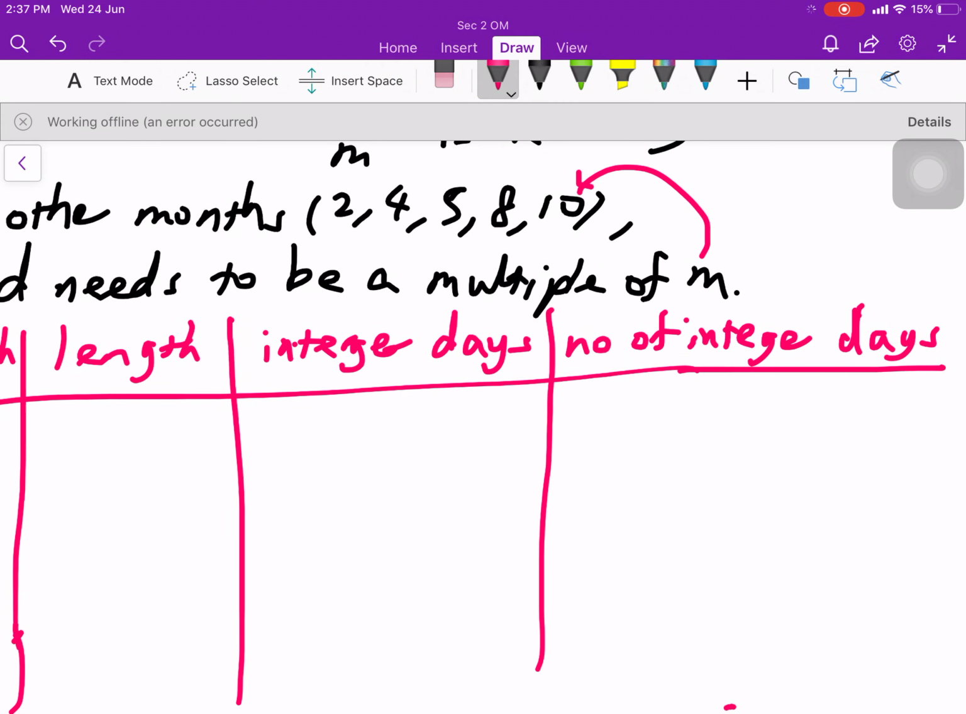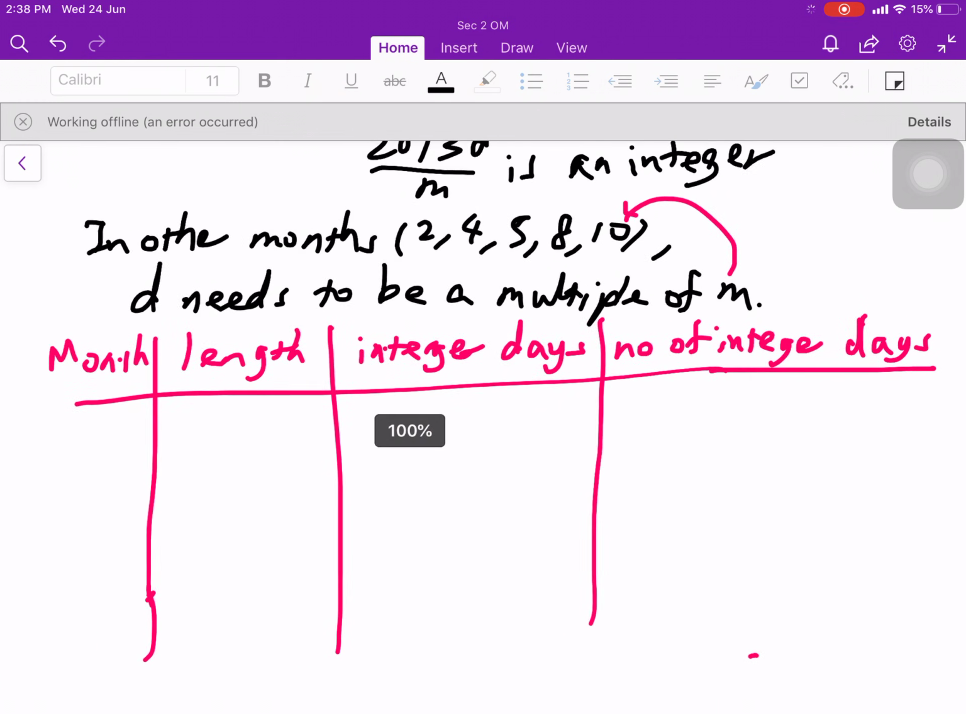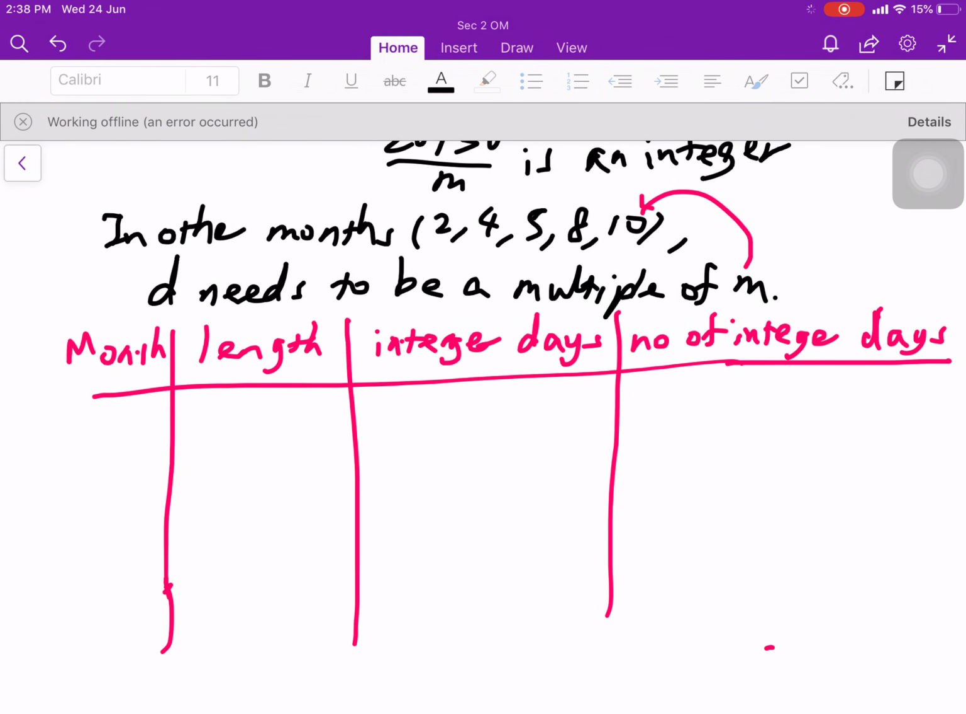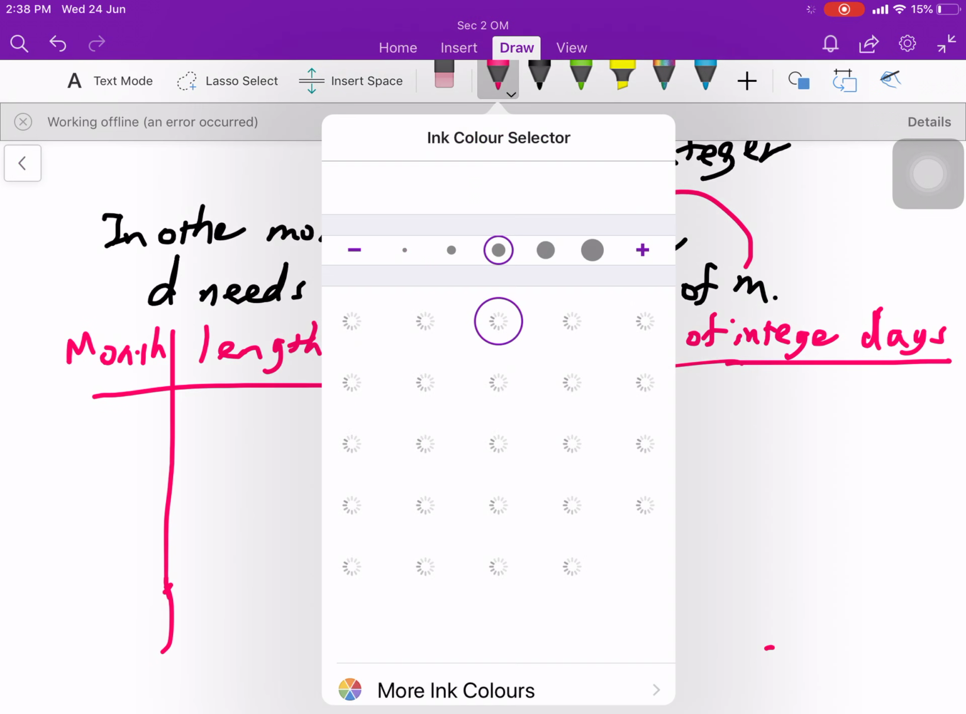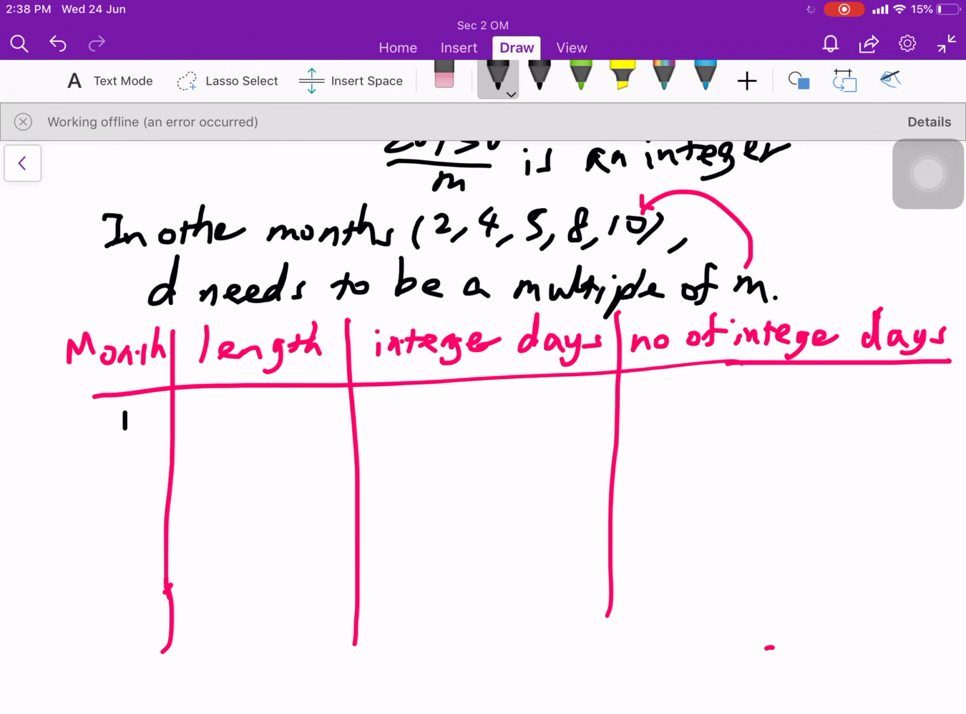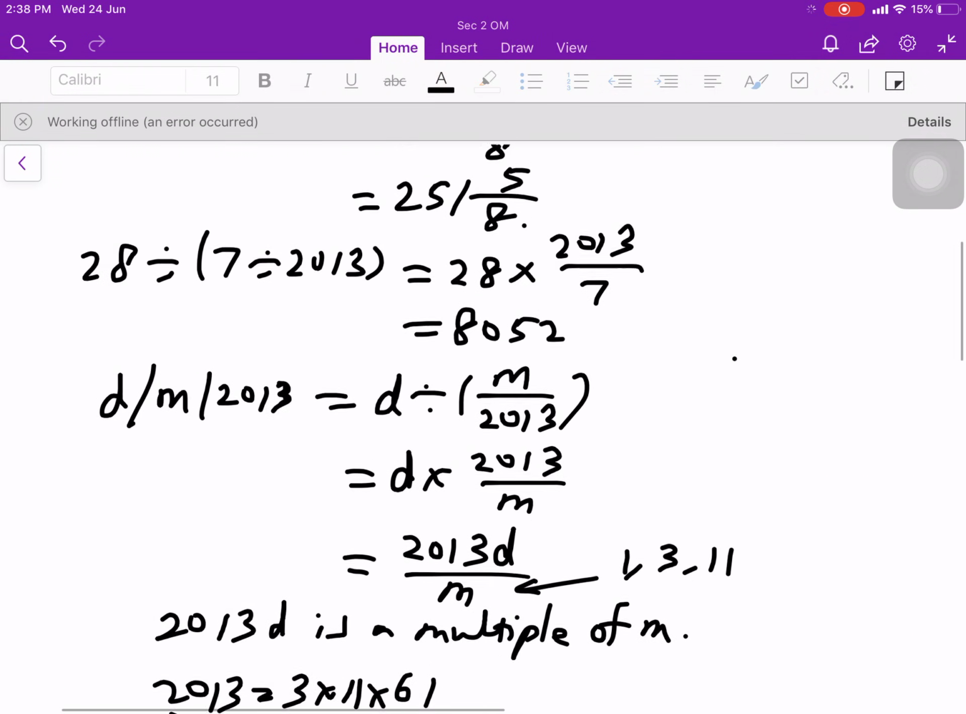Right? Okay, therefore let me string it down. Let's say we look at the month of January. We indicate it by 1, right? There are 31 days. Therefore, all days will give you integer days. Right? That means in this case, okay, let's look at this part here.